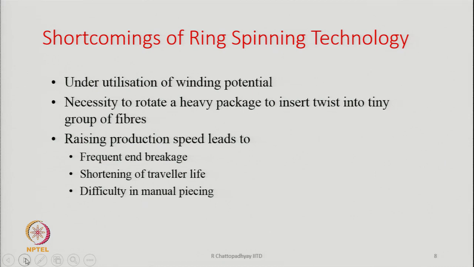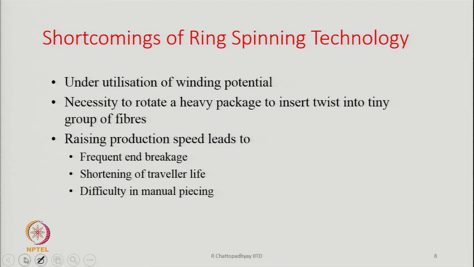Then the other difficulty is difficulty in manual piecing. In case the end breaks, we have to join the end with the fibers which are being fed from the front roller. This process is known as piecing process. So, if we go for higher and higher speed, manual piecing becomes more and more difficult. That is, the failure will be more and more, and hence there will be loss of production. So, this is another difficulty with the ring spinning technology.